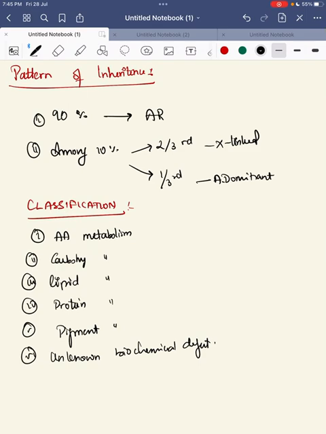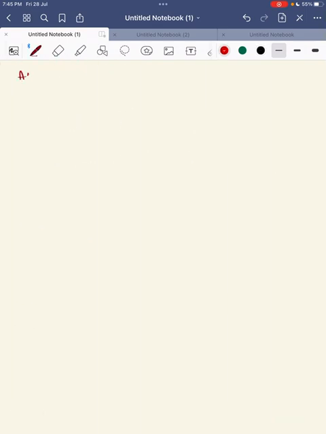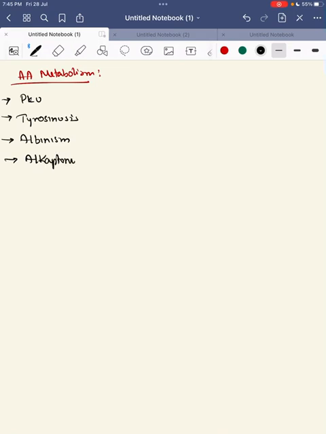Among the amino acid metabolism disorders, we have defects such as phenylketonuria, tyrosinosis, albinism, alkaptonuria, cystinosis, cystinuria, maple syrup urine disease, and homocystinuria.